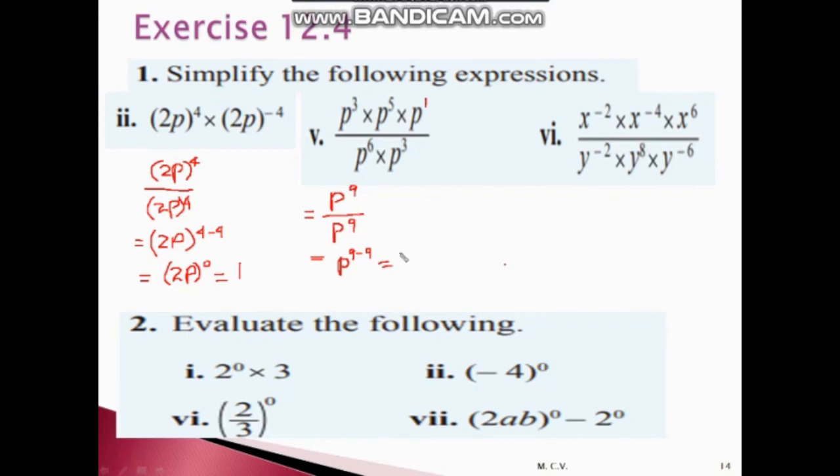Next one. Let's simplify the numerator. In the numerator, all the powers have base x. So let's simplify them. Minus 2, minus 4 and plus 6. What will be the answer when we simplify those indices?